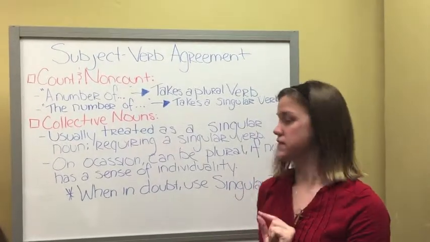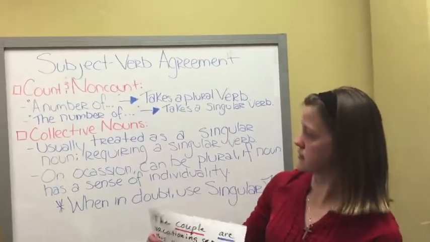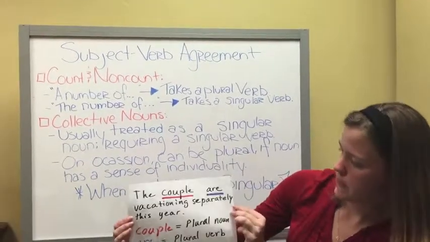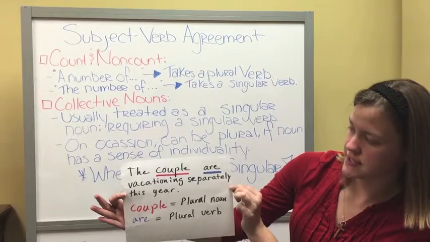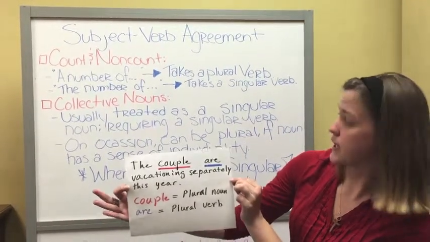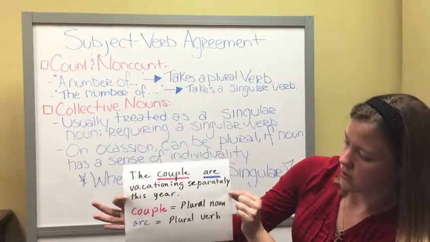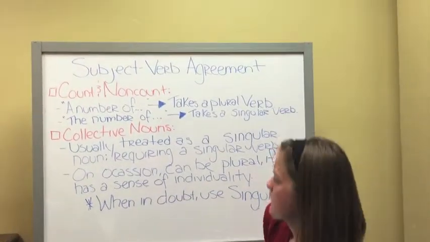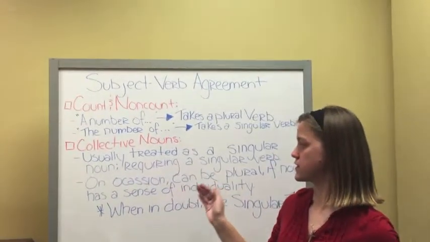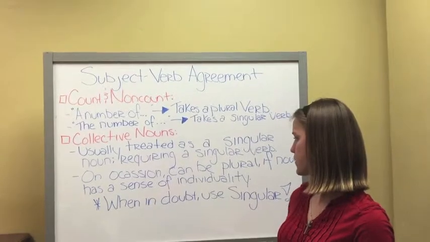Now, one of the exceptions, as I just mentioned, can be considered plural. An example of a collective noun would be something like this: the couple are vacationing separately this year. Couple, as a collective noun, is considered plural, and are would be the plural verb that would agree with that. Primarily, collective nouns are considered singular, but some have exceptions for plural.